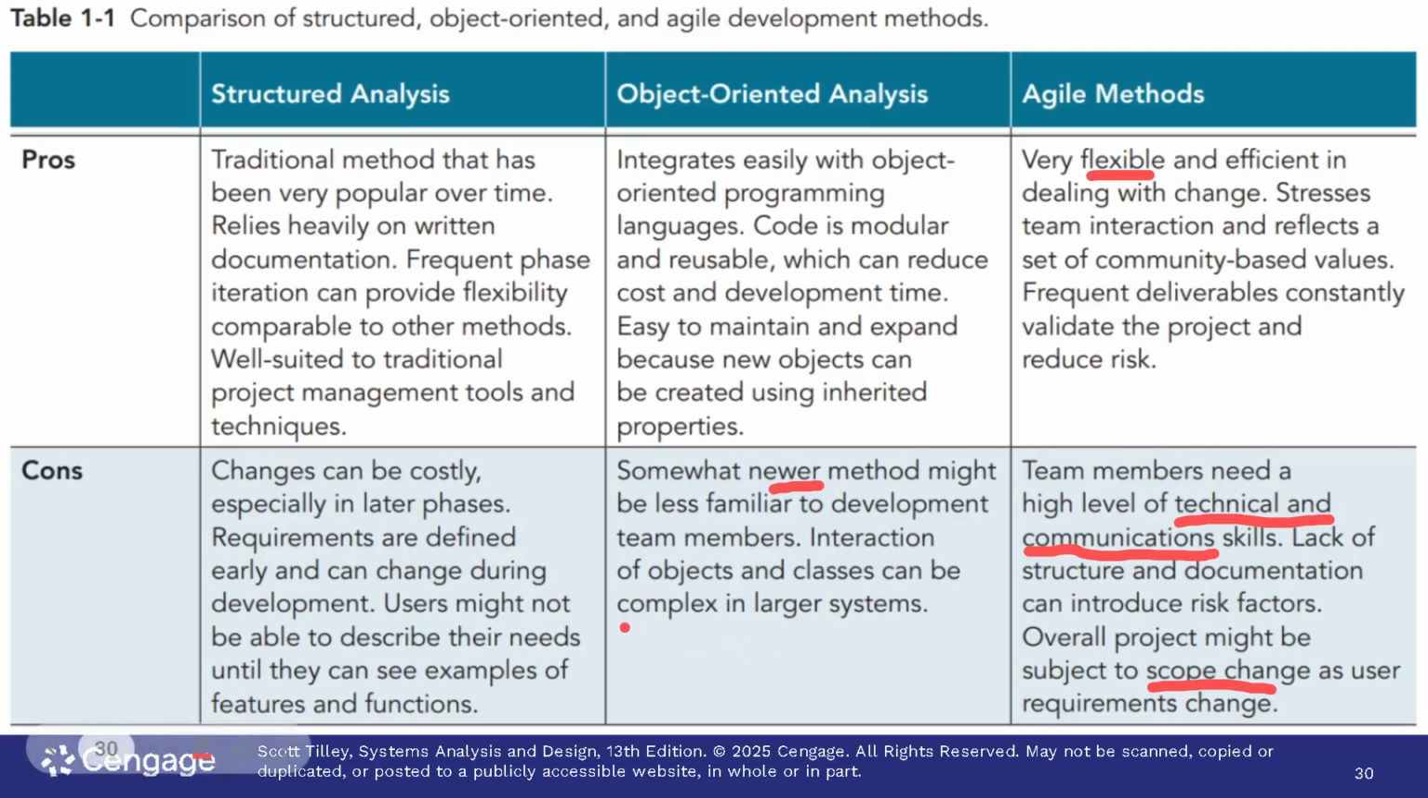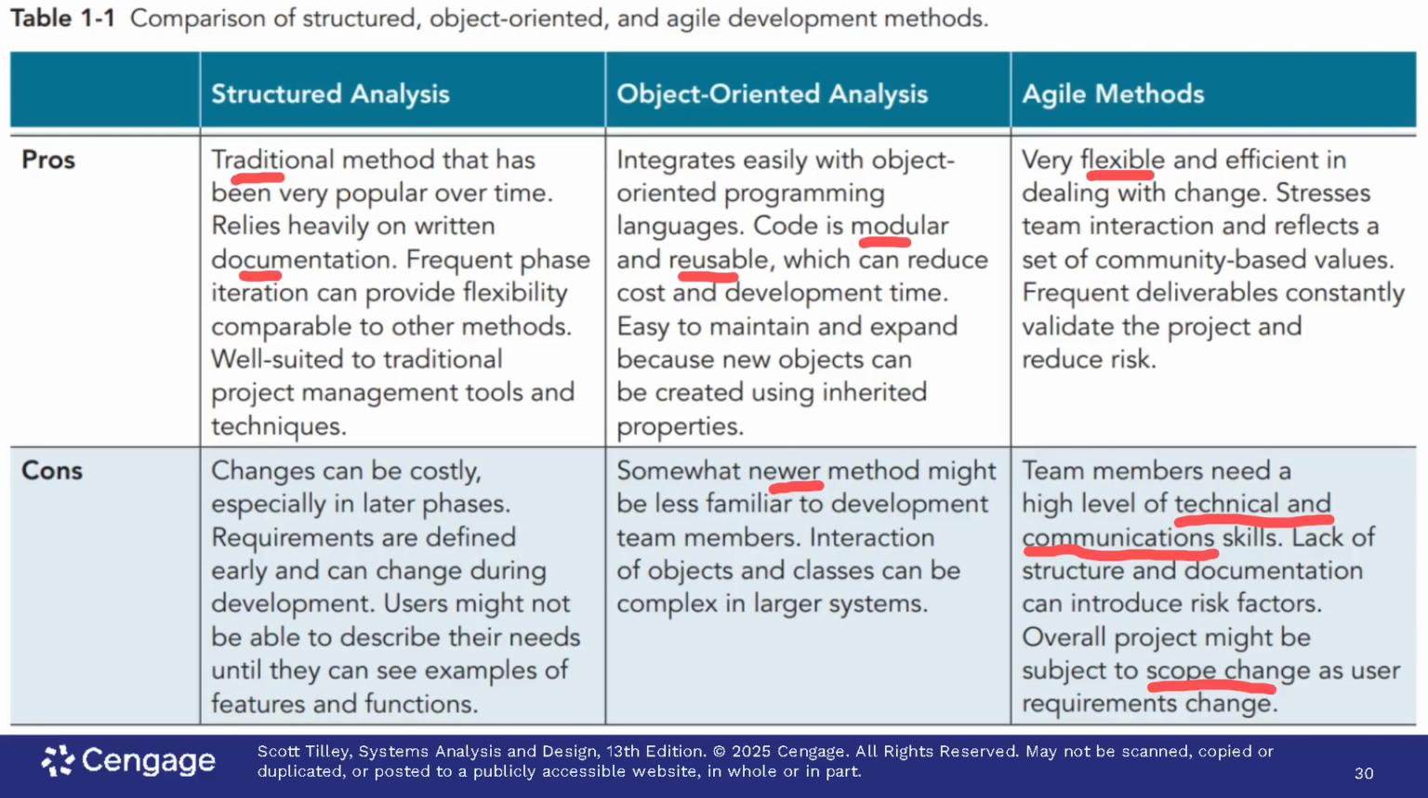The object-oriented, they say it's somewhat newer, so development people may have a problem. And if you have a complex system, that whole class diagram, those can be complex and confusing, and it may just snowball into huge diagrams. So you got to be careful about that. But it does help you produce code if you do it right. Modular and reusable code. Those are wonderful things to do with code.